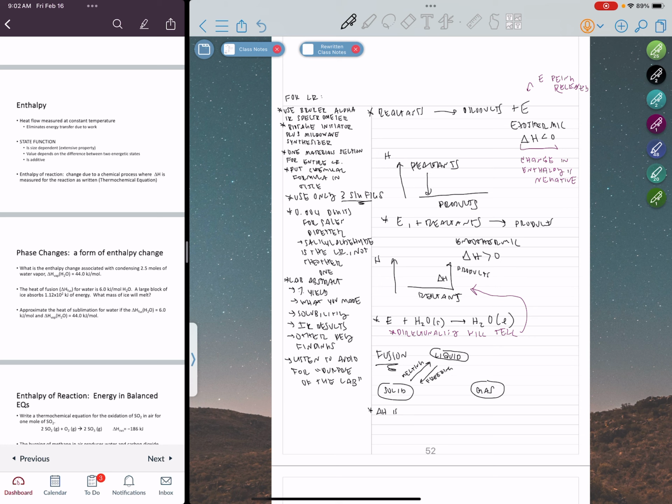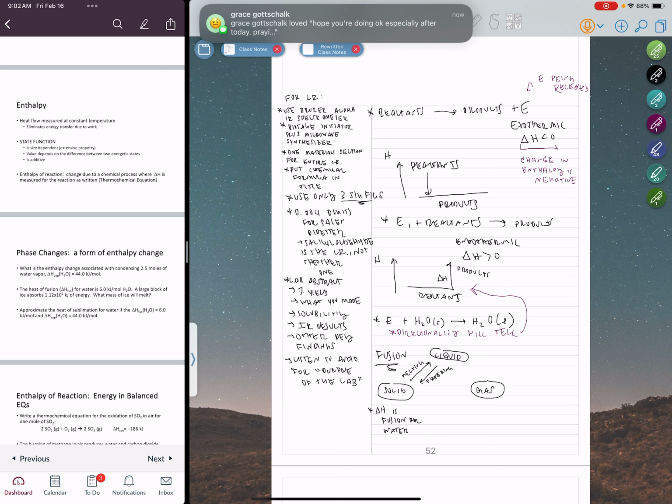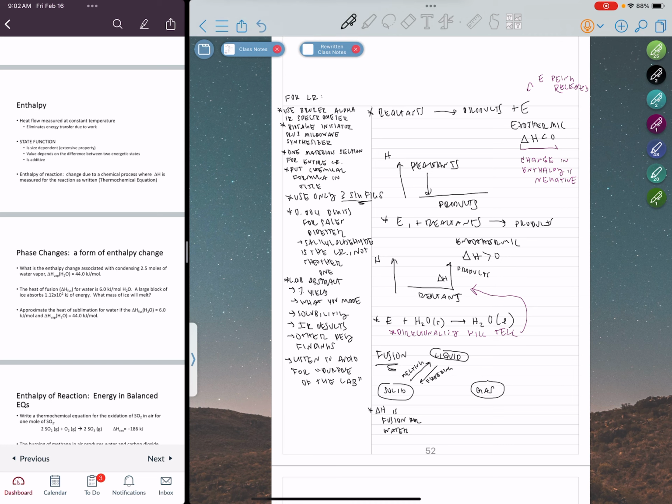In this direction, it's negative, but what do I know about the size of that energy value? Based on this graph, going from solid to liquid or liquid to solid, that delta H is exactly the same size, right? So it's either positive if I'm melting or negative if I'm freezing. But it is the same size. And that's what the state function tells us. If I have two different energy states, all it's saying is that my products are equal to the reactants plus this.